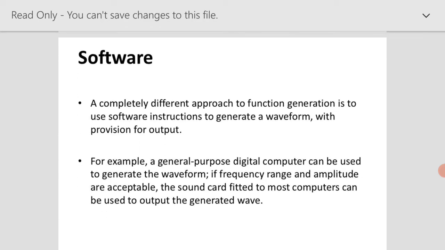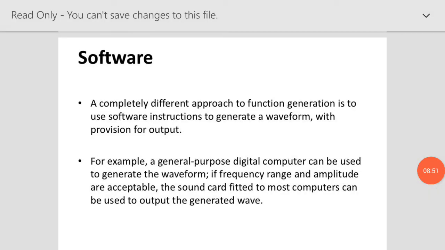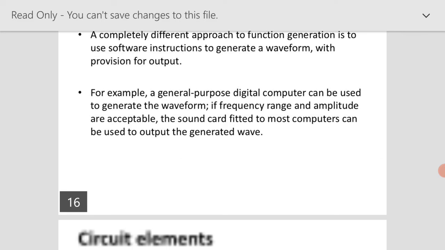A completely different approach to function generation is to use software instructions to generate a waveform with provision for output. For example, a general purpose digital computer can be used to generate the waveform if the frequency range and amplitude are acceptable. The sound card fitted to most computers can be used to output the generated wave.